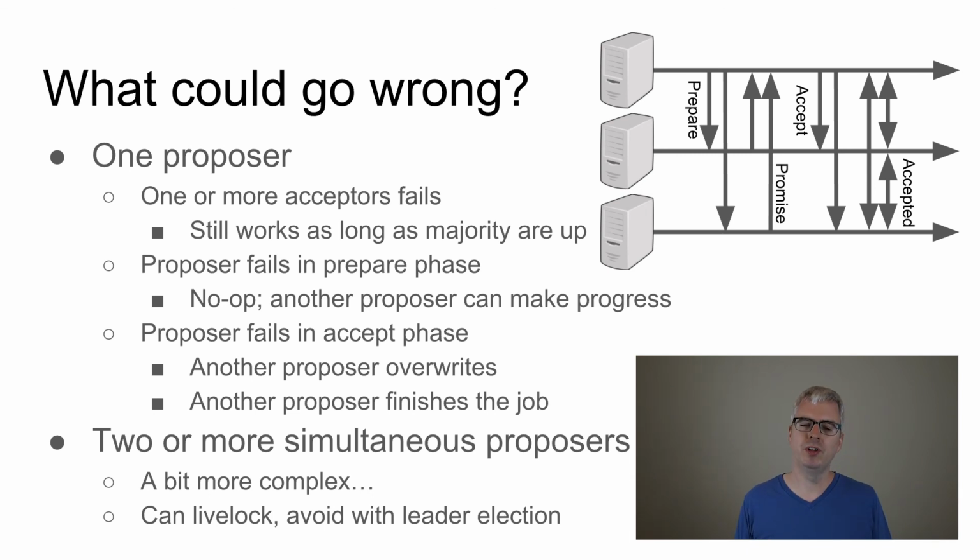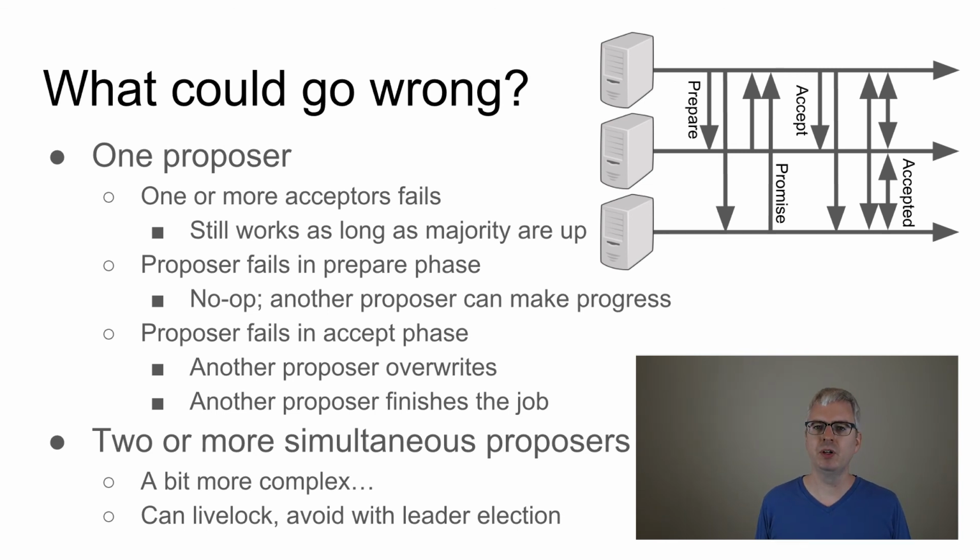If the proposer fails, there are 2 places it can fail. One place it can fail is in the prepare phase. In that case, it's as if the round of the algorithm never happened, and another proposer, when it comes alive, will simply execute the algorithm and work correctly.